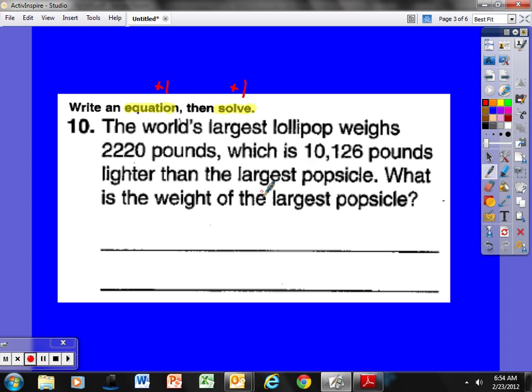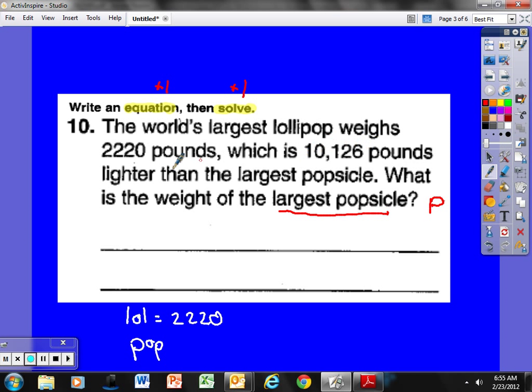Okay, so I have to find for the popsicle. I'm just going to call it P. Alright, so let's see what I know about this. I know that the lollipop, I'll call it LOL, equals 2,220 pounds, which is 10,126 pounds lighter than the largest popsicle. So that must mean the world's largest popsicle is heavier. So let's think about that. What can I do to solve this?